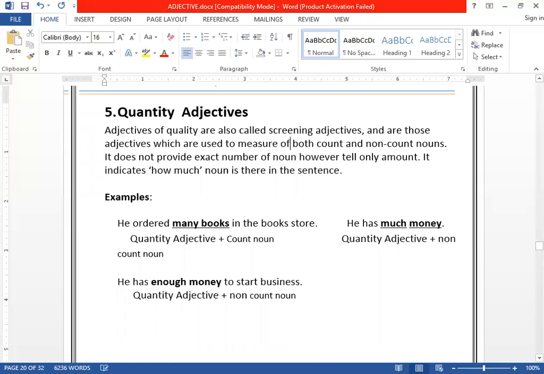They measure both countable and uncountable nouns. You can use quantity adjectives for both countable nouns as well as uncountable nouns. But there are different quantity adjectives for each. For countable nouns, we will use different quantity adjectives, and for uncountable nouns, we will use different quantity adjectives. Let's take an example here, the first example.